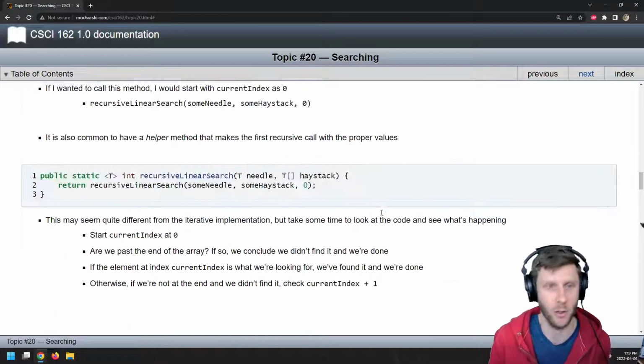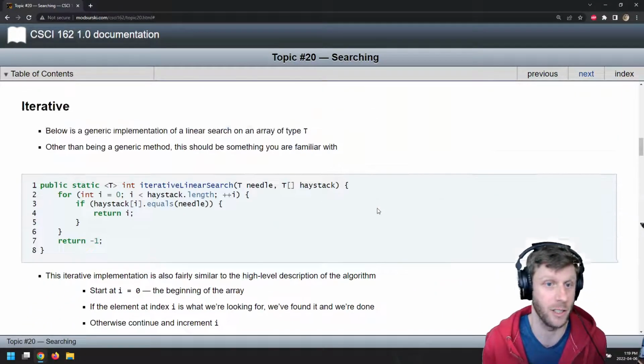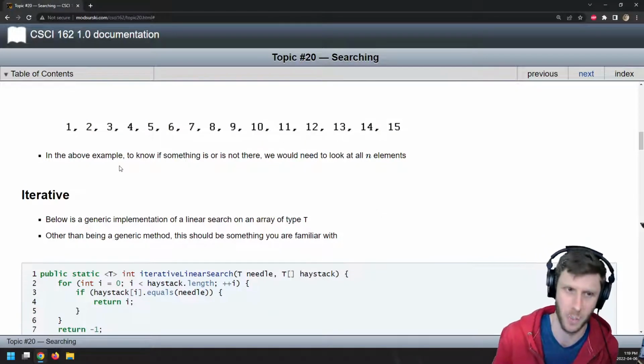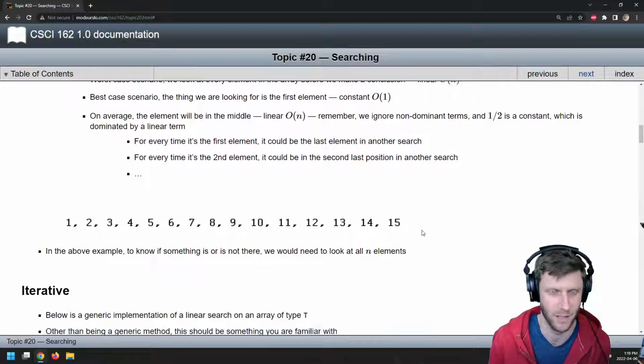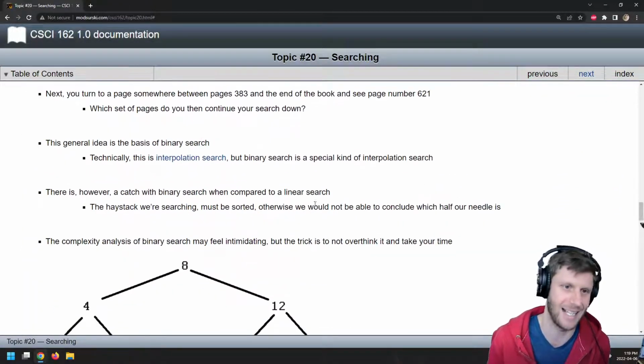So you might say, oh, great, binary search is fantastic. Linear search sucks. Yeah, but linear search always works. Linear search works whether this is in order or not. Binary search, the data has to be ordered.